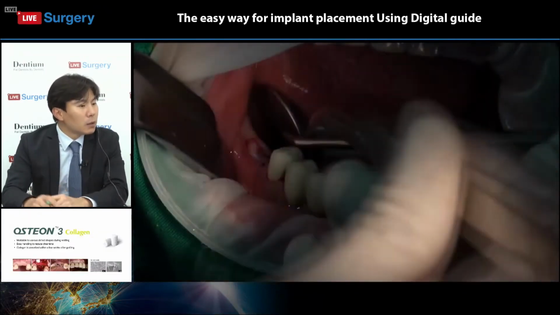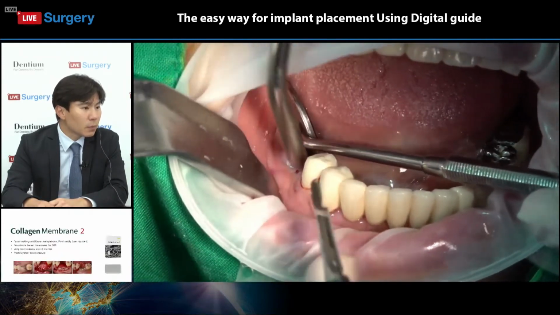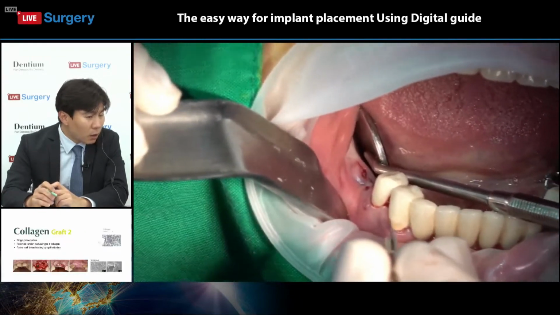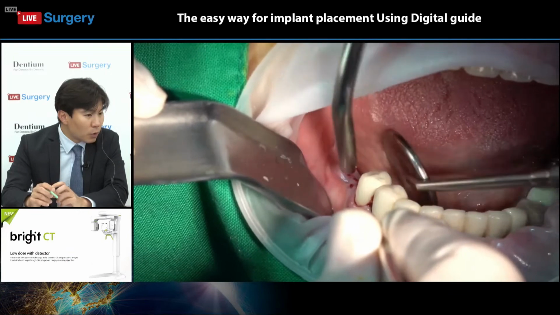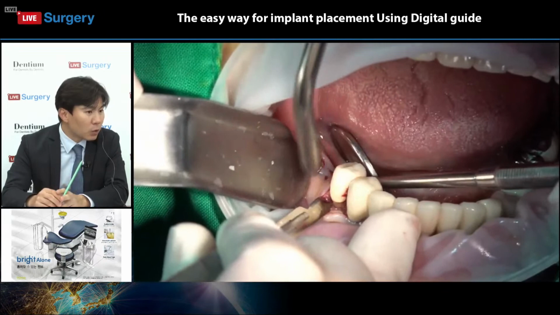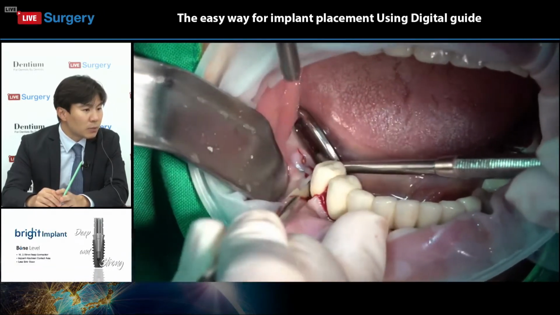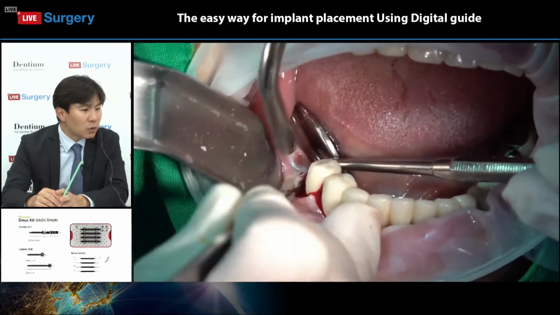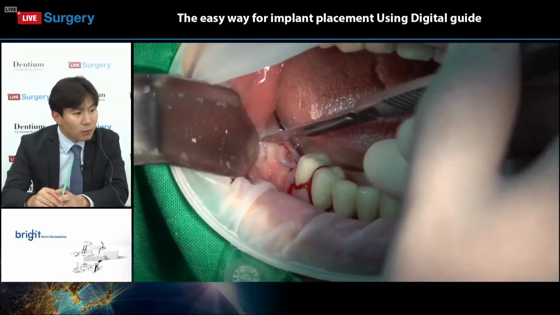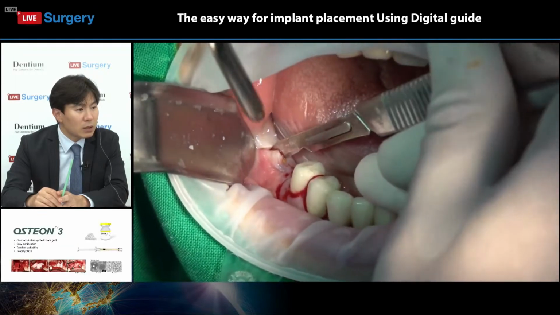Okay, and he started surgery for the 46 area. We can see some coronally positioned mucosa on the 46 area, and he just made the incision at the papilla area between 44 and 45. He's making a distal cutback incision.